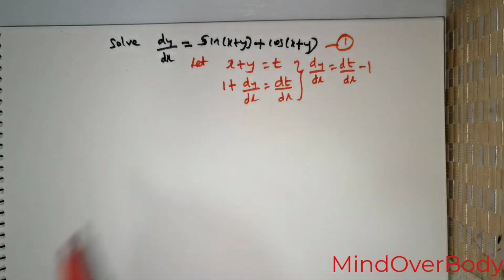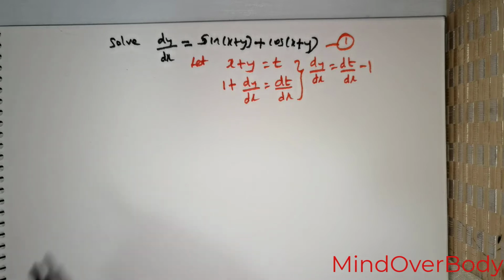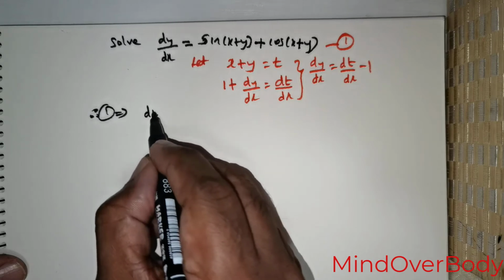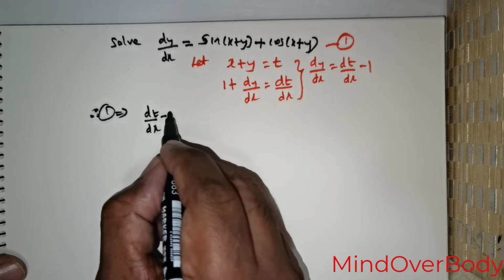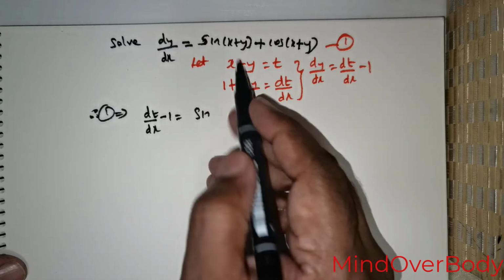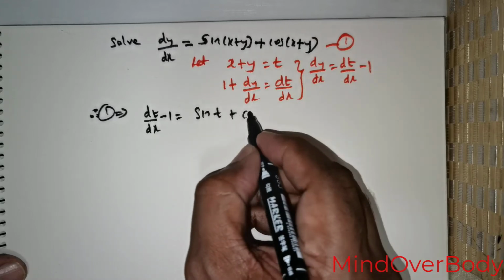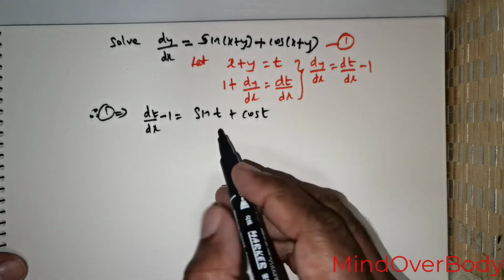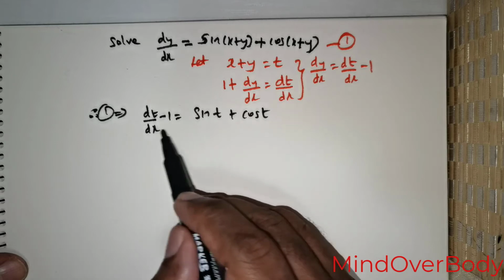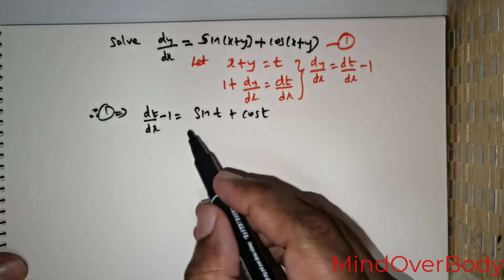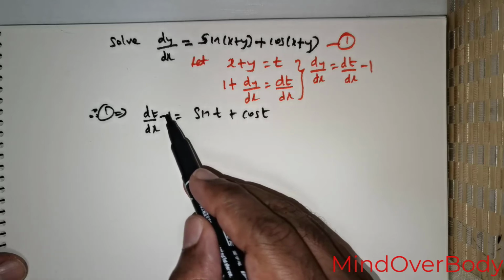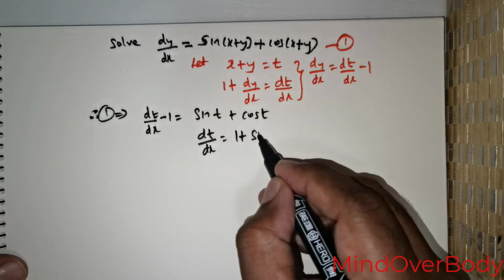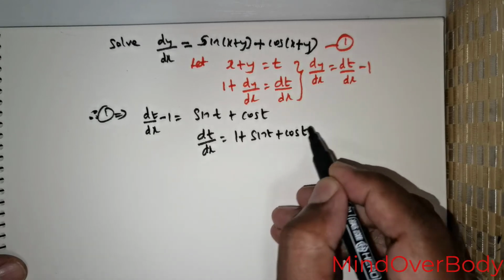So if I were to take this as 1, therefore I can write, in place of dy over dx, I need to substitute dt over dx minus 1 is equal to, in place of x + y it's sine t, and x + y is going to be cos t. So we've got a nice bit of equation which is actually separated. So what I'm going to do is take 1 on that side. So this is going to be dt over dx is equal to 1 + sine t + cos t. So this is what I've got.